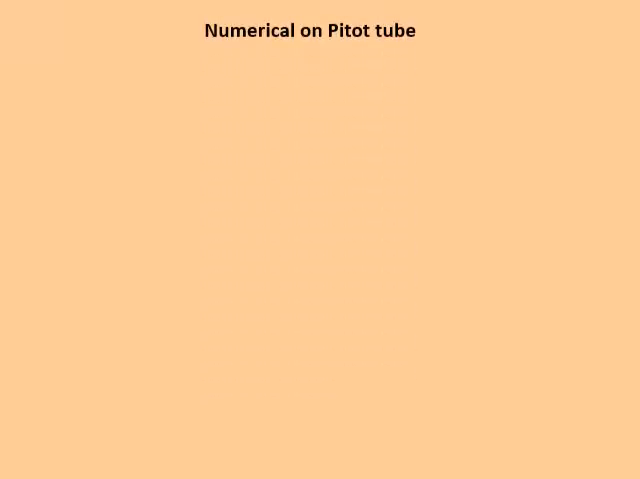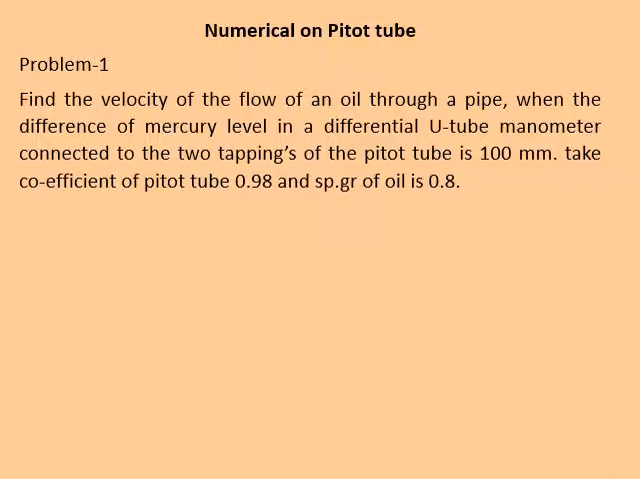So now the numerical part on this Pitot tube. This is the first numerical, problem number 1. Find the velocity of the flow of an oil through a pipe when the difference of mercury level in a differential U-tube manometer connected to the two tappings of the Pitot tube is 100 mm. Take coefficient of Pitot tube 0.98 and specific gravity of oil is 0.8.